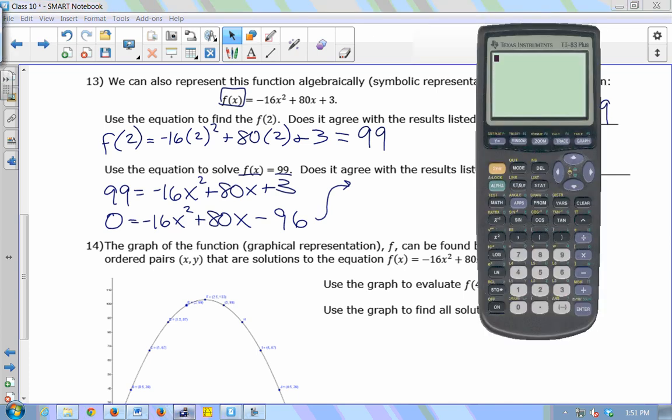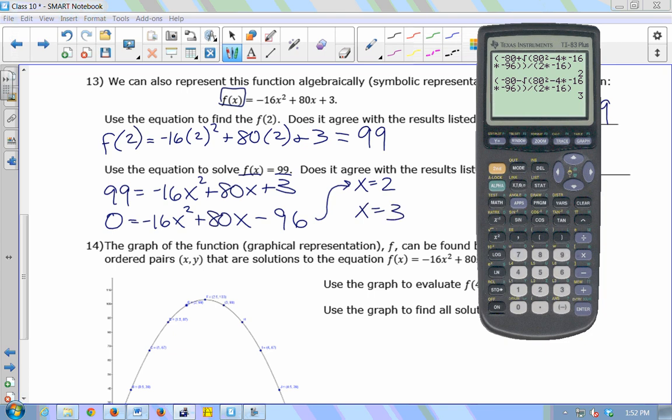So I have negative b, that would be negative 80, plus or minus. I'll just do the plus first, because you have to do it separately in your calculator. Plus the square root of b squared, that's 80 squared, minus 4 times a, which is negative 16, times c, which is negative 96. And I should put parentheses around this whole thing. So that's negative b plus the square root of b squared minus 4ac, all over 2a, 2 times negative 16. And I get 2. And I should do the minus also. So I press second enter, go up and change my plus to a minus. And I get 3. So x equals 2 and x equals 3 are my two solutions.